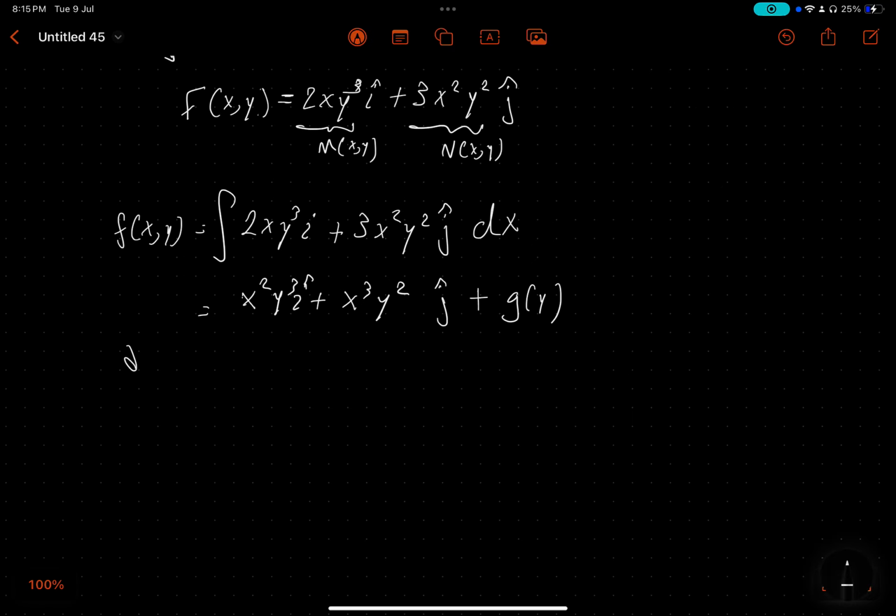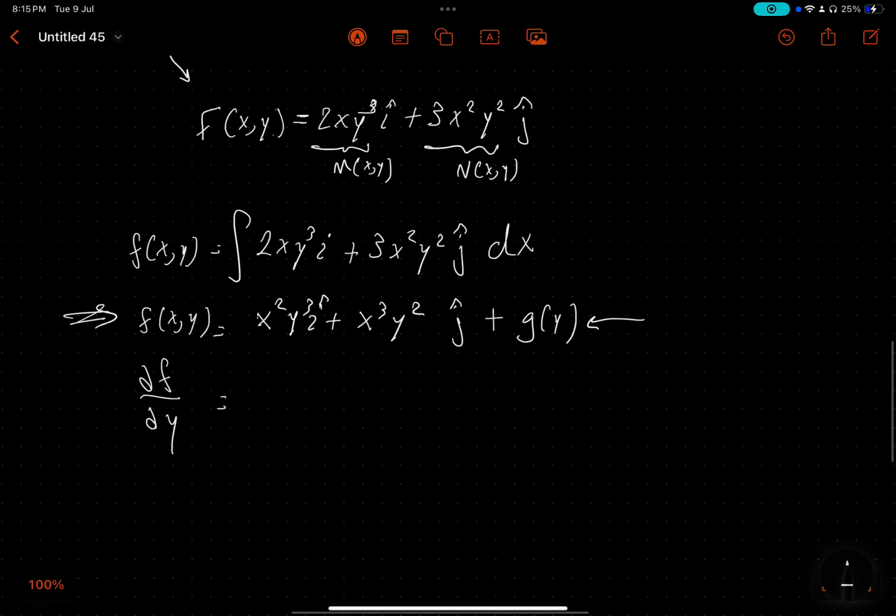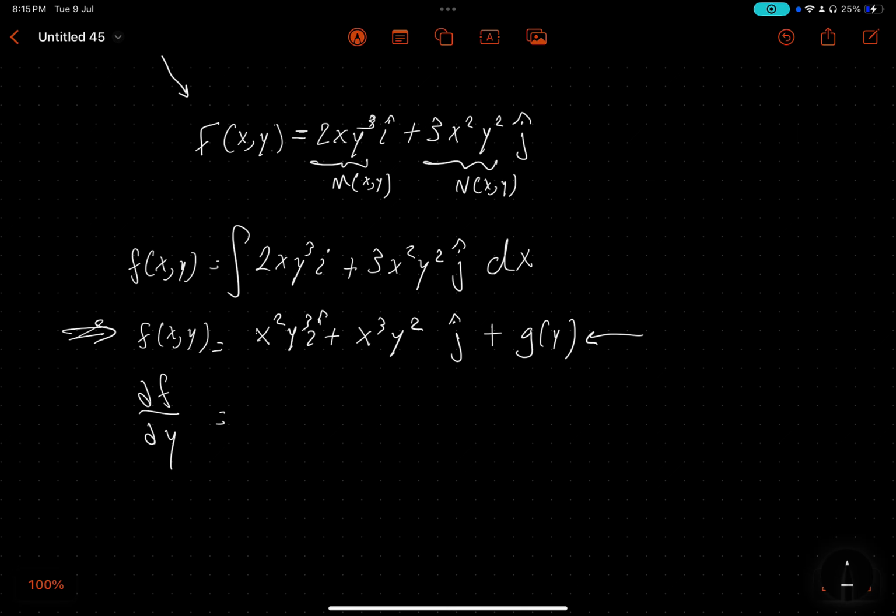And so now let's do df with respect to y. So this is the function we're trying to find, and we have just g of y missing, so we need to find g of y. I think g of y can be easily found by going here and differentiating with respect to y, so 2x squared y i plus 3x cubed y squared j.